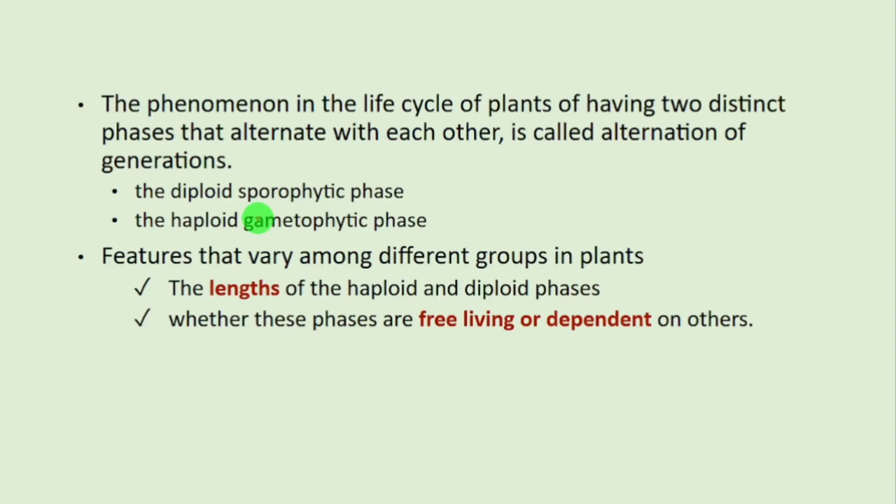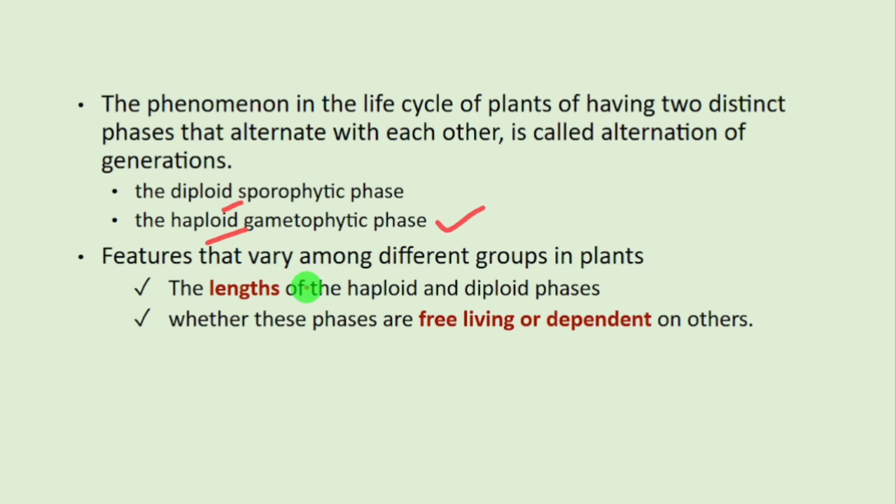Okay. The phenomenon in the life cycle of plants of having two distinct phases, the diploid sporophytic phase and the haploid gametophytic phase. I hope you will remember this. Gametophytes are haploid, sporophytes are diploid.